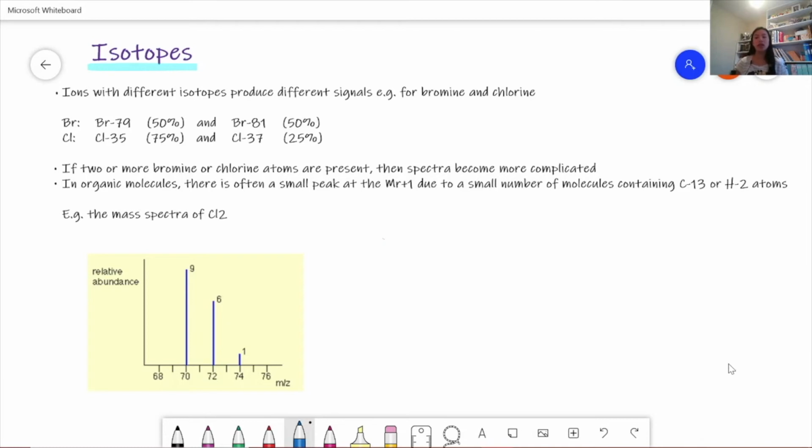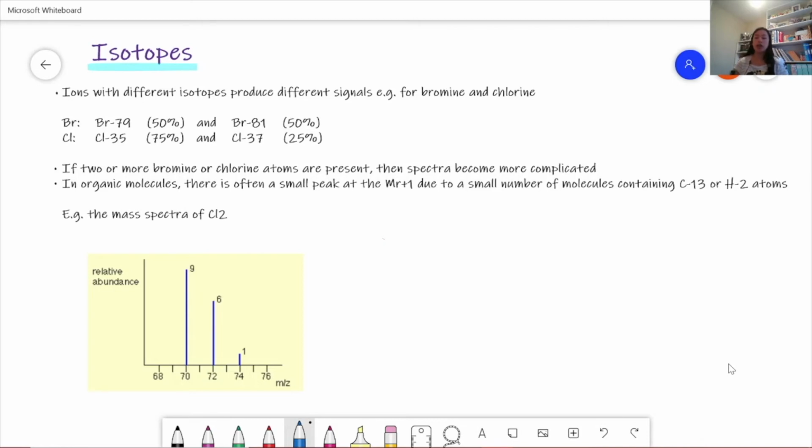But when we look at chlorine, chlorine exists as chlorine 35 or chlorine 37. There's much more of chlorine 35. Out of all chlorine atoms, 75% are chlorine 35, and 25% are chlorine 37. And this explains why, in the periodic table, the mass number of chlorine is taken to be 35.5, because we have so much more of these chlorine 35s, and so the weighted average is closer to 35 than to 37. And if 2 or more bromine or chlorine atoms are present, then the spectra becomes more complicated.